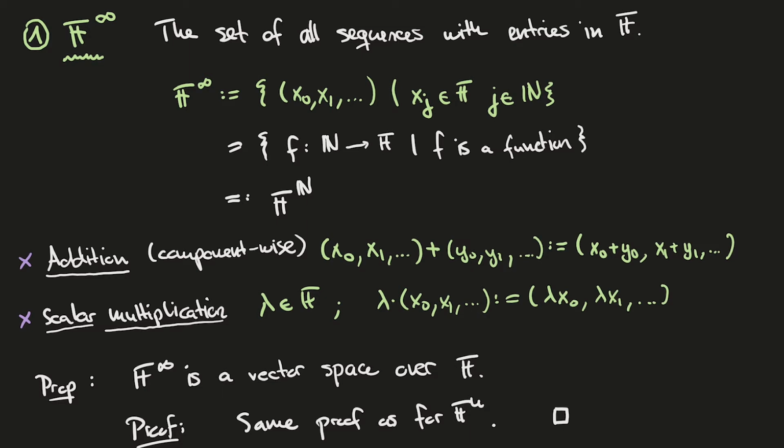So if this seems mysterious to you, I encourage you to try to prove this proposition for yourself, and you will quickly realize that you can apply exactly the same proof as we had previously for F^n to the space F infinity. Regardless whether you go through the entire proof for yourself, you should at least think about what the zero element in F infinity should be and what the additive inverse for a given element should be.